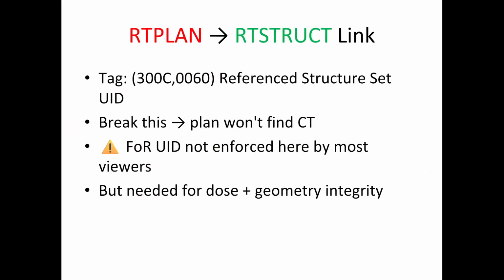Next, the RTPLAN links to the RTStruct via tag 300C,0060, which is the reference structure set UID. If this is broken or missing, the plan won't be able to find the structure set, even if the frame of reference matches. Most treatment planning systems don't enforce this link strictly, but it's essential if you want geometry and dose to align.